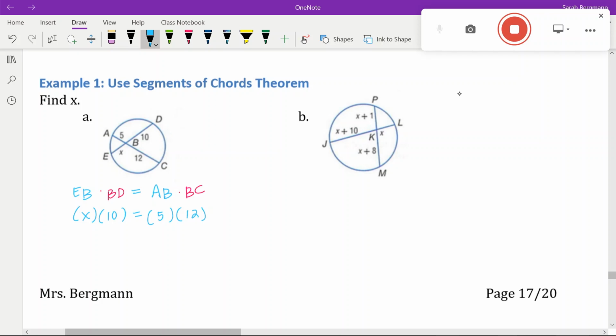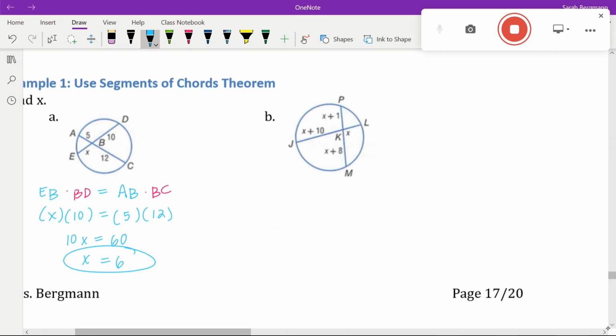Now we just have to solve this equation. X times 10 is 10x, 5 times 12 is 60. To solve 10x equals 60, you just divide both sides by 10. 60 divided by 10 is 6. So the answer for that one is x equals 6.